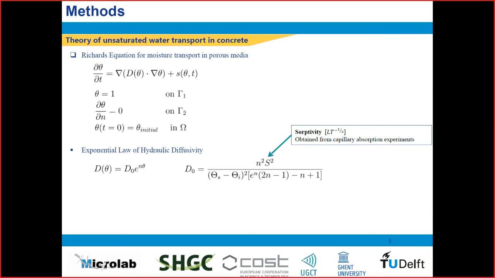And here, in order to take into account the transport properties of the material, we have the parameters D0 and n. D0 is quite easily identified or measured by doing a simple capillary absorption experiment and finding the sorptivity, which is actually a quite trivial experiment. Whereas n is typically taken as 6 with actually pretty decent results.